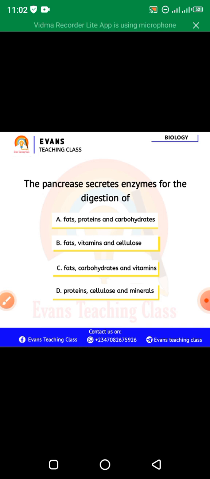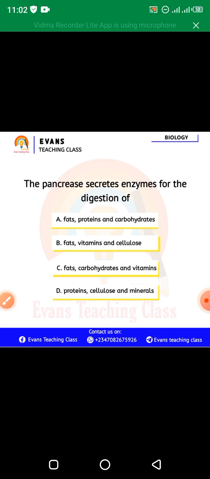Amylase acts on starch, which is a carbohydrate, while trypsin acts on proteins. So the pancreas secretes enzymes for the digestion of, our right answer here is fats, proteins, and what? Carbohydrates, because the pancreas secretes enzymes that act on fats, proteins, and carbohydrates.